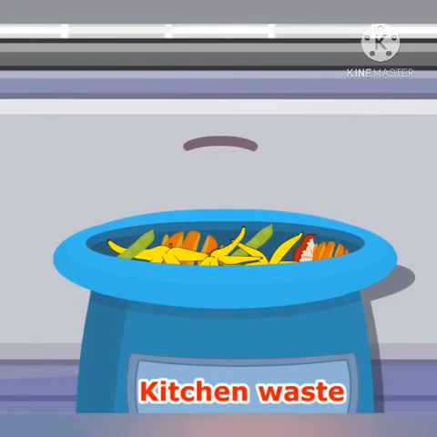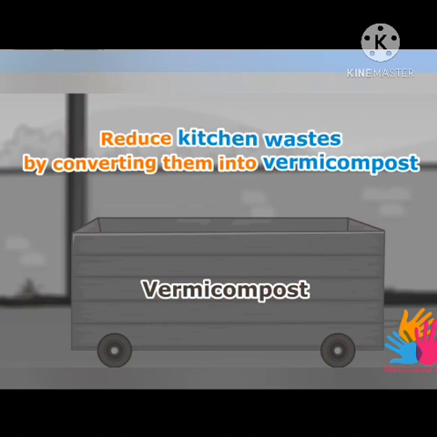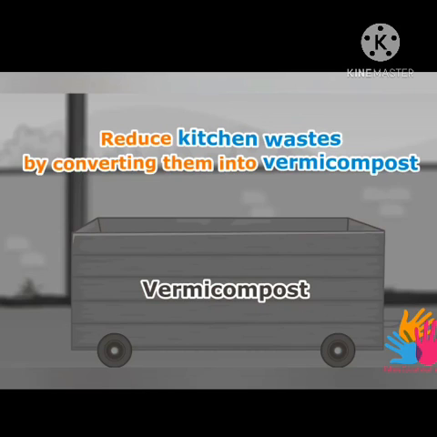Similarly, there is a lot of kitchen waste in the kitchen, like peels of vegetables or fruits. This kitchen waste should be kept separately and should be sent for vermicompost. Vermicompost is the product of the decomposition process using various species of worms to create a mixture of decomposition. So, we should reduce kitchen waste by converting it into vermicompost.